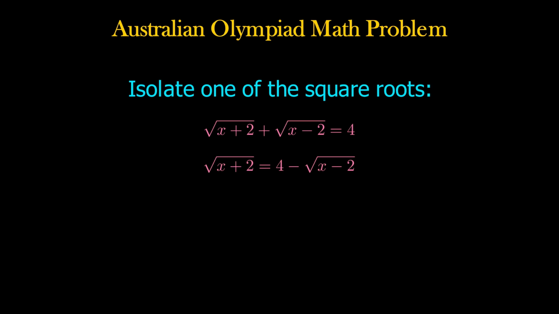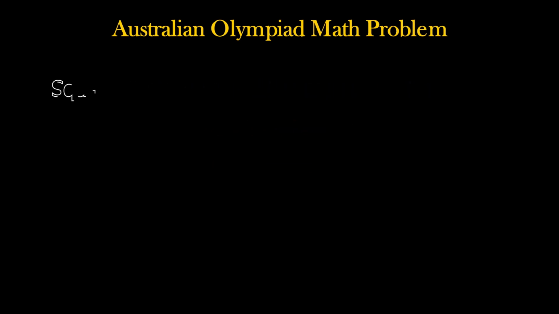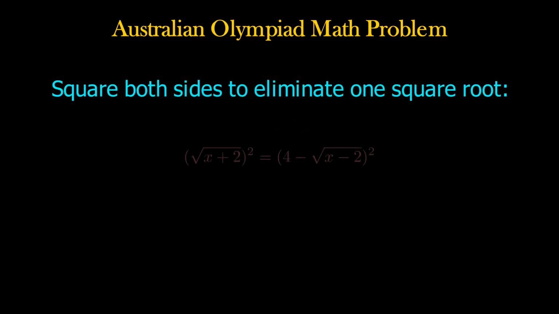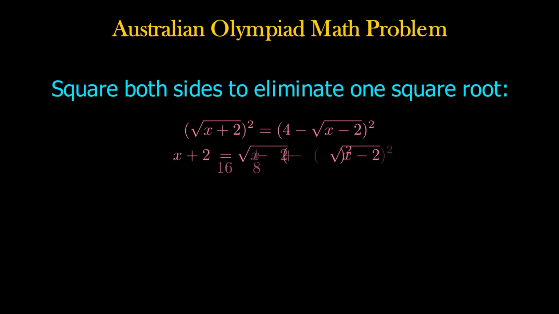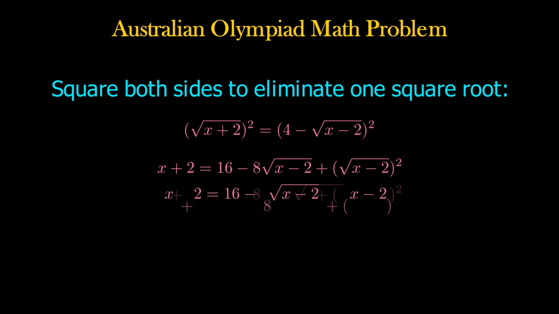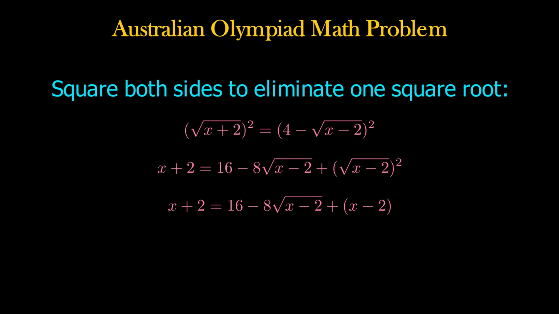Now we have square root of x plus 2 equals 4 minus the square root of x minus 2. To eliminate one square root, we'll square both sides of the equation. Remember, when we square a binomial, we get a perfect square trinomial. Simplify the right side, and we're left with x plus 2 equals 16 minus 8 times the square root of x minus 2 plus x minus 2.